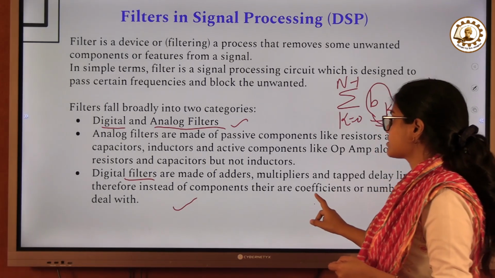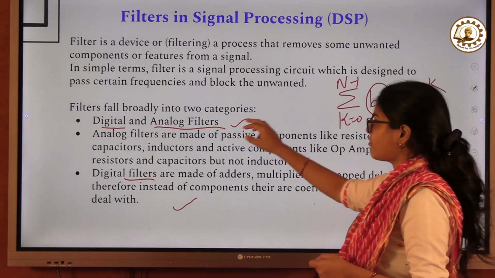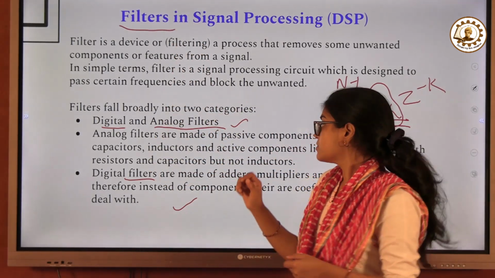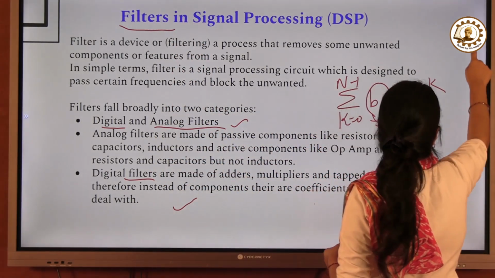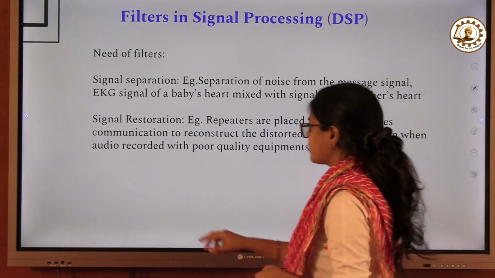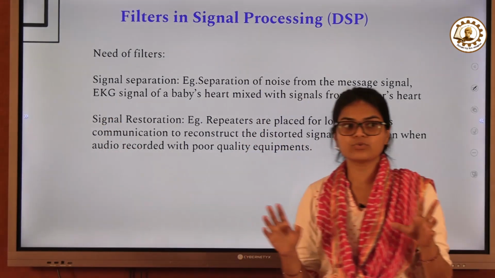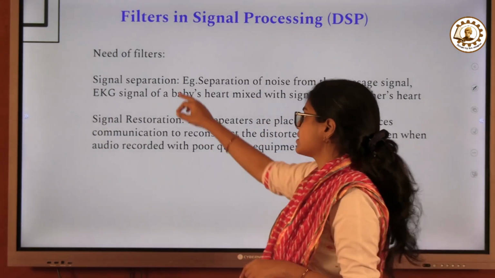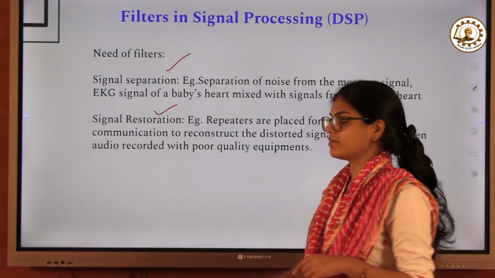Now let's understand why we actually need these filters. Let's go to the next slide and see why we need filters. There are basically two different reasons why we need filters. One is signal separation and the other one is signal restoration.